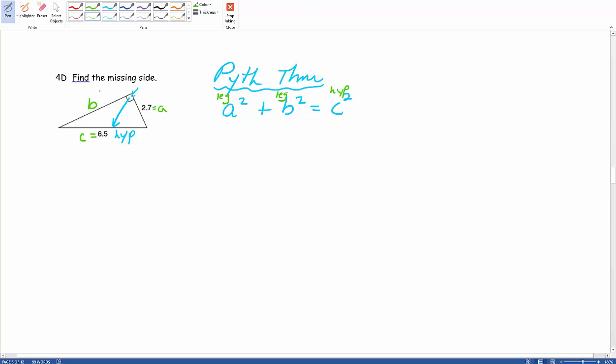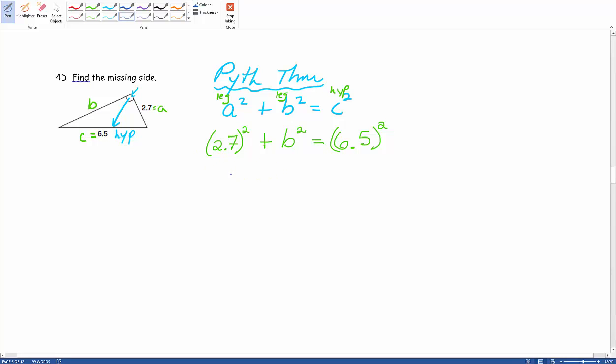Next, what we would do to find this missing leg is go ahead and throw in our values for A, B, and C. So our leg comes out to be A, which is 2.7, and that is being squared, plus our B. Right now we don't know what B is, but B is being squared according to the Pythagorean theorem, equals our C, here he is, the 6.5, and that is being squared. So right there, we just kind of have this set up by throwing in our different values.